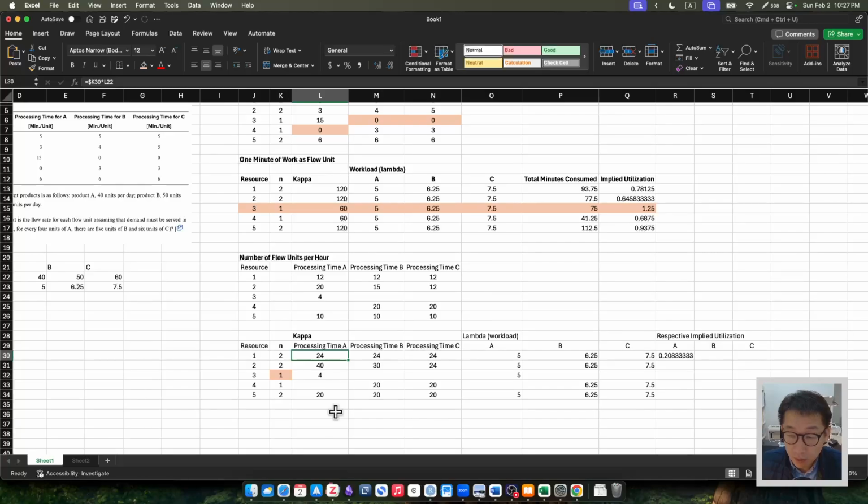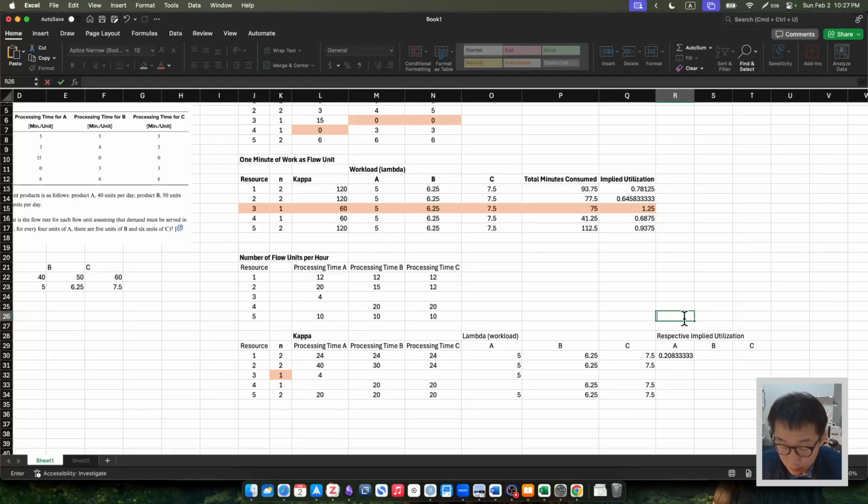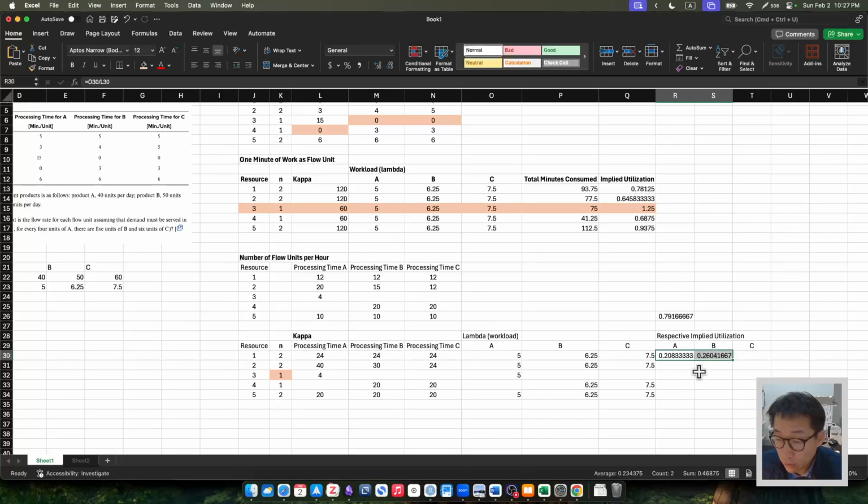maximum capacity. Once resource 1 is done taking care of 5 units of A, you still have this much surplus capacity that you can use to take care of B and C, where B will consume this much capacity. So altogether, they're consuming roughly 46 or 47% of your capacity.